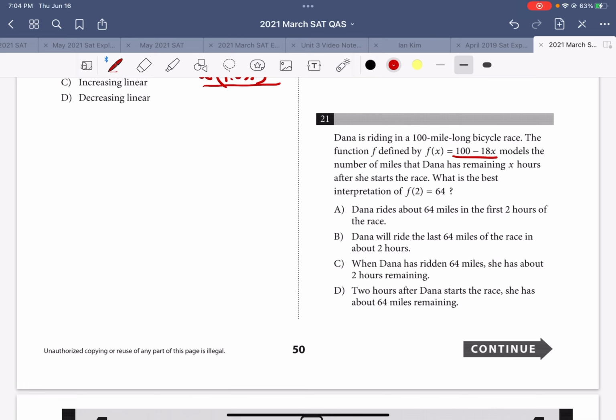That means 2 hours after she starts, she still needs to go 64 miles, right? That's what it meant. So if you read it, the answer is D. 2 hours after Dana started the race, she has about 64 miles remaining. That's what it meant. It says that many miles remaining x hours after. Okay, so number 21 is D.